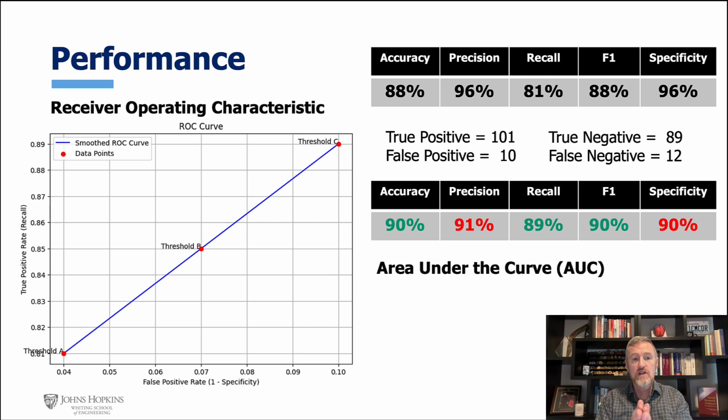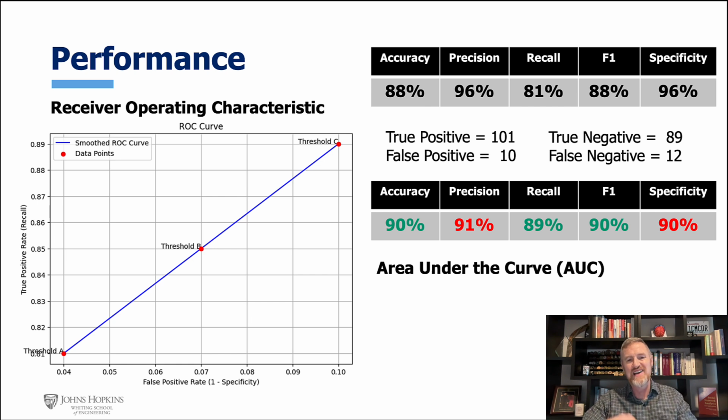Now, a really good curve would be one where that threshold B was way up here in the upper left corner where the legend is. So you have more of a highly tuned model where you can clearly pick something that's going to have both high recall and high specificity. That would be considered a better model than one that is more of a smooth trade-off.